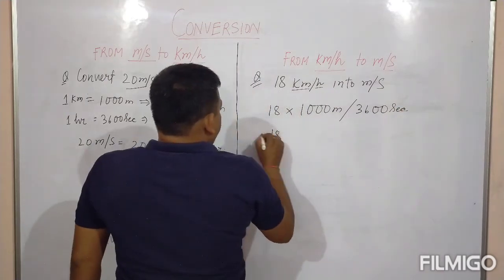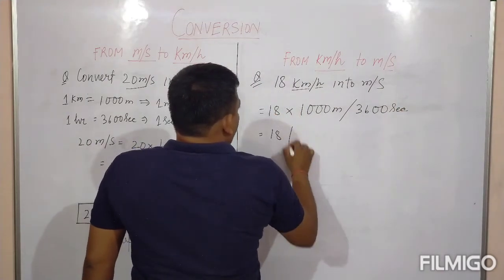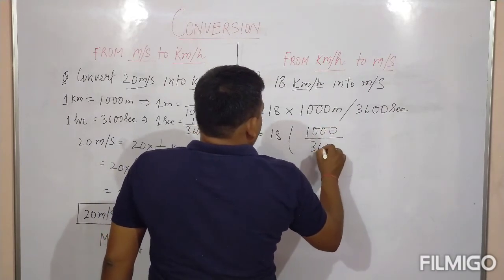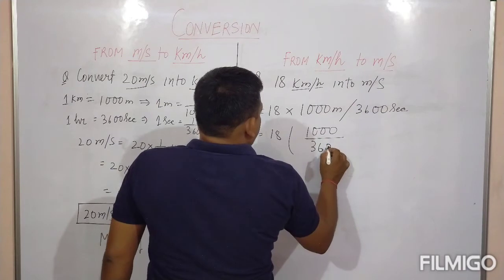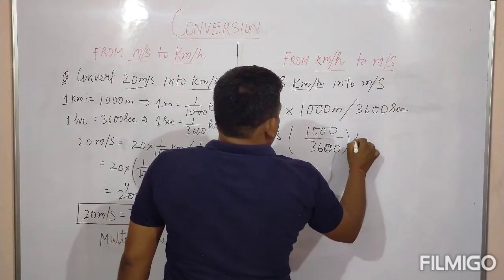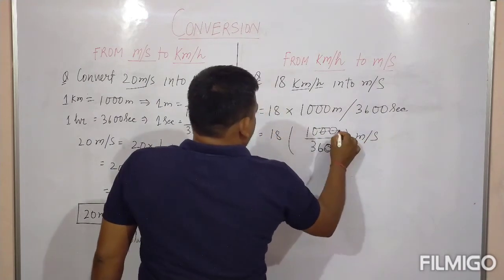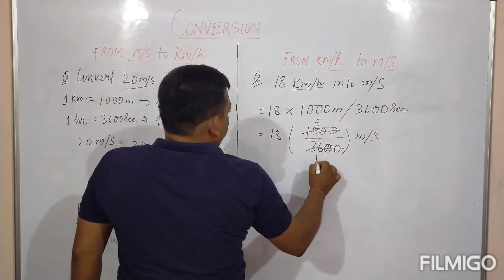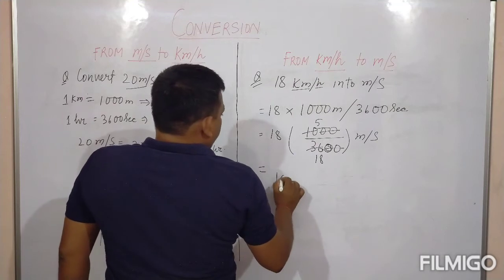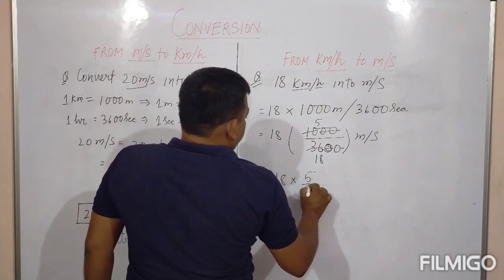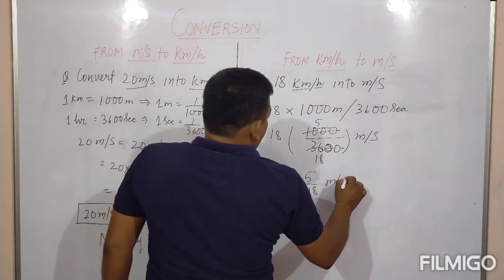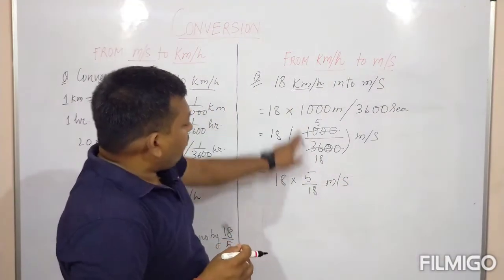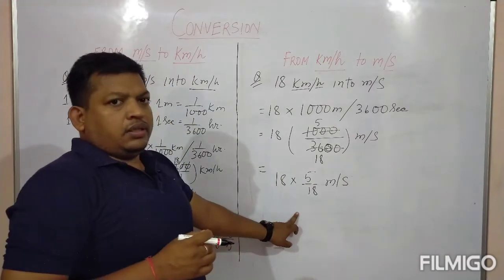So this is 18 by 1000, 18 multiplied by 1000 by 3600 meter per second, and by solving, 20 and 20 will be cancelled out. This is 5 and this is 18, means 18 multiplied by 5 by 18 meter per second. What we are doing here is multiplying the given number by 5 by 18.